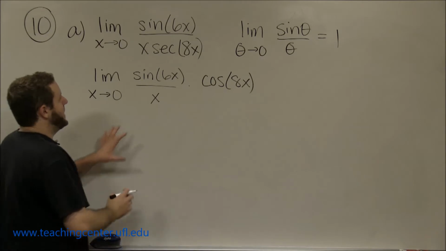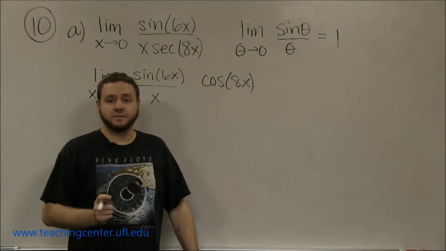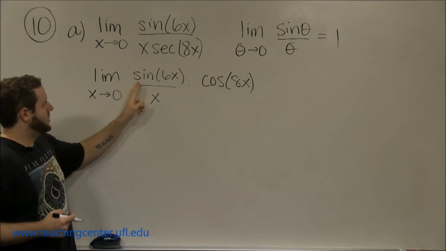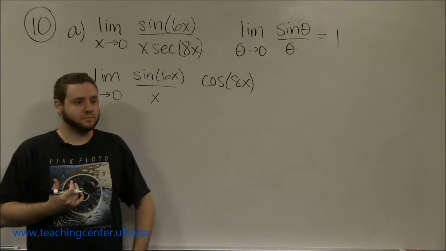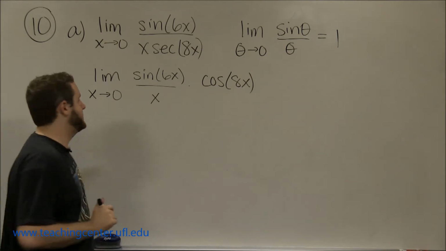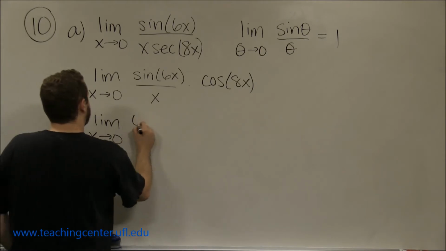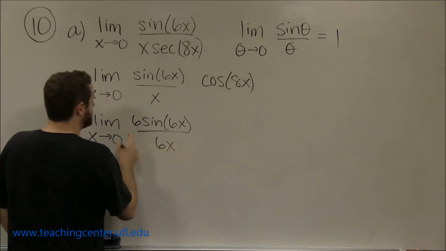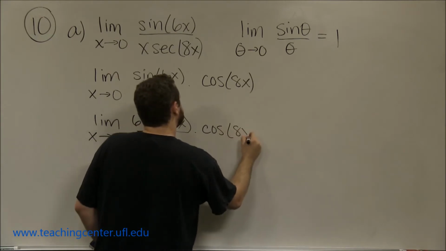As you can see here, we have something that looks kind of like this, and then we just have a cosine of 8x. We can't apply this limit right away because what we're taking the sine of and what's in the denominator are not the same thing. But we can easily fix that by multiplying the numerator and denominator by 6. So what I'm going to write instead is 6 sine of 6x over 6x, times cosine of 8x.